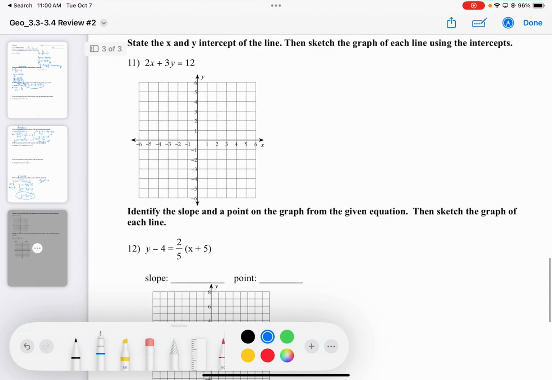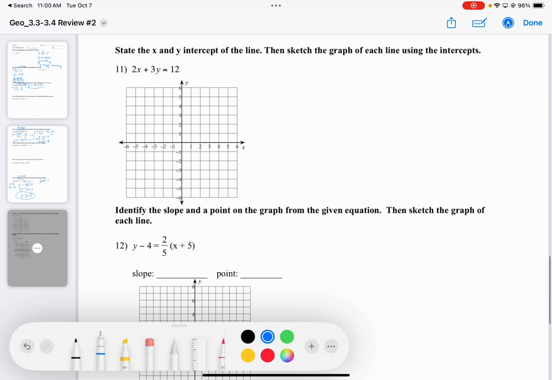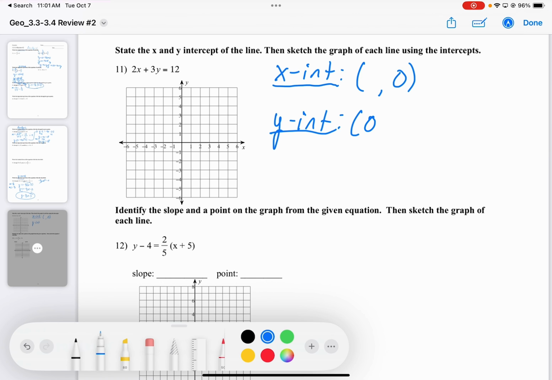All right. Oh, x and y intercept. We've got to do this one for sure: 2x plus 3y equals 12. When I want to find my x-intercept, you can do it one of two ways. But if you want to find your x-intercept, you should plug 0 in for what? y. And then if I want to find my y-intercept, I should plug 0 in for x. Good.